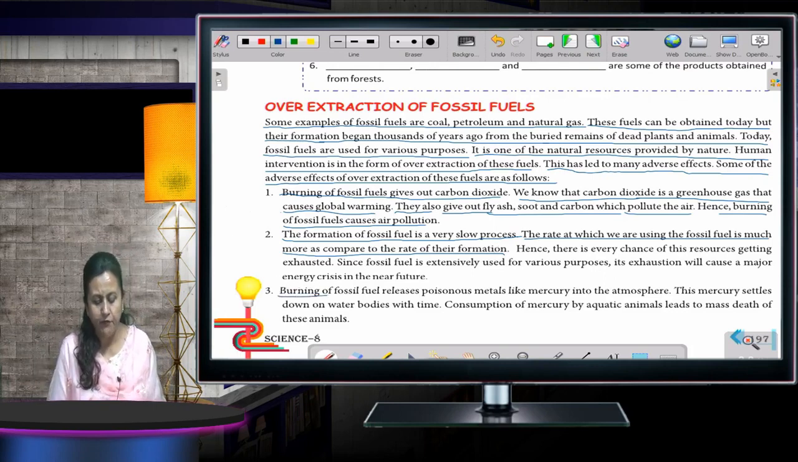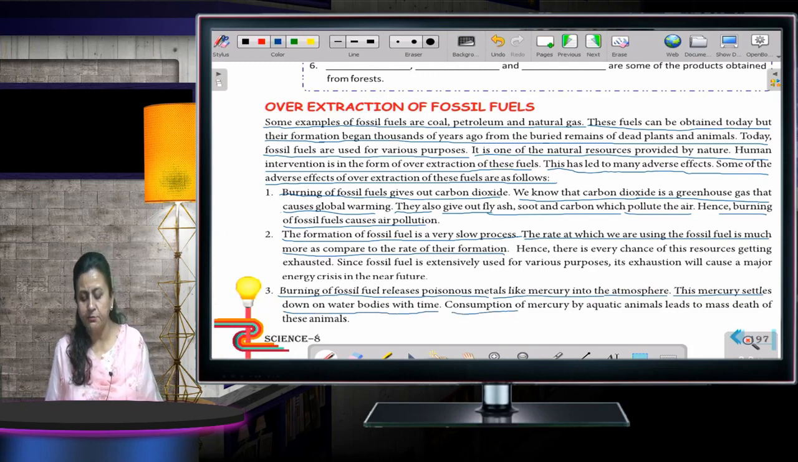Burning of fossil fuels releases poisonous metals like mercury into the atmosphere. This mercury settles down on the water bodies with time. Consumption of mercury by aquatic animals leads to mass death of these animals.